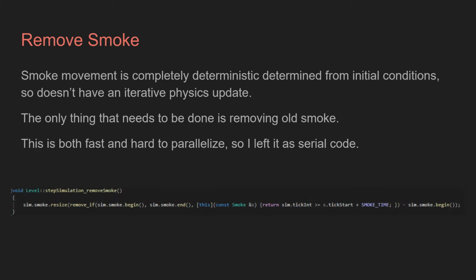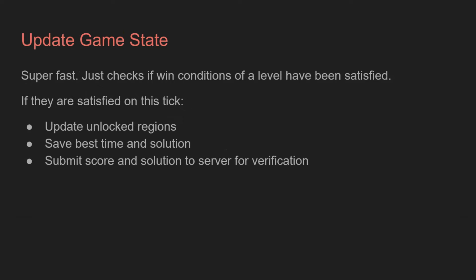This brings us to handling smoke, which is similar to the cargo loaders, except that it's even simpler. Again, the movement of the smoke is entirely deterministic just from the initial conditions, and there's a tick at which smoke puffs need to be removed. This is done serially, and in fact as a single line of code.